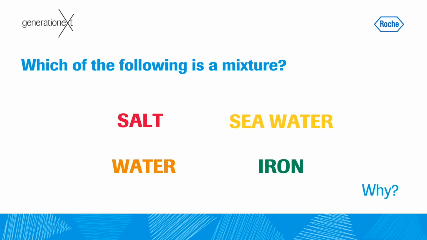Which of the following is a mixture? Remember, a mixture contains 2 or more different substances. That's correct. It's salt water. It contains 2 things, salt and water. All of the others only contain 1 type of material.